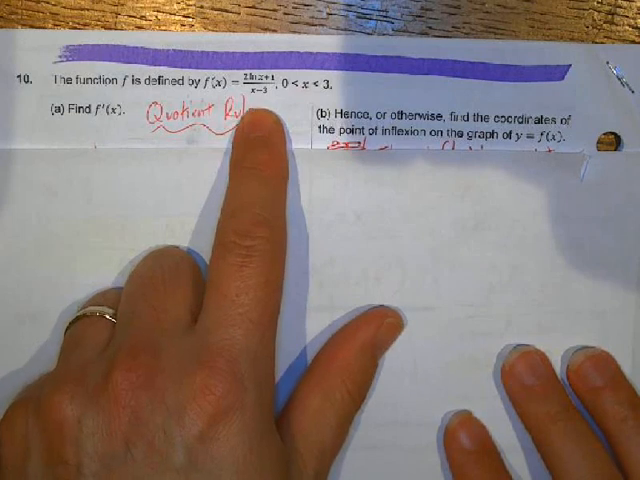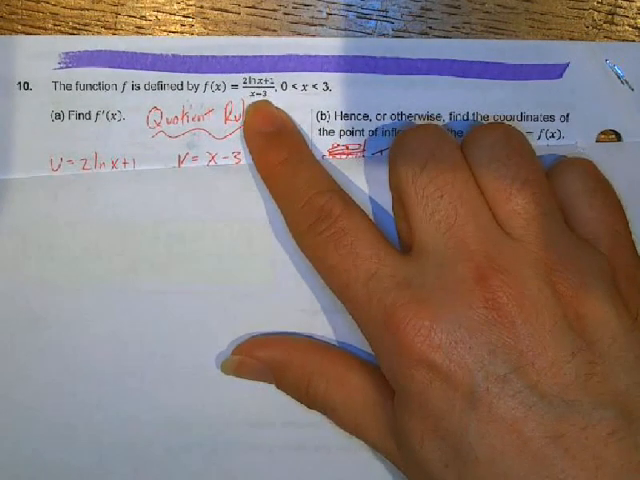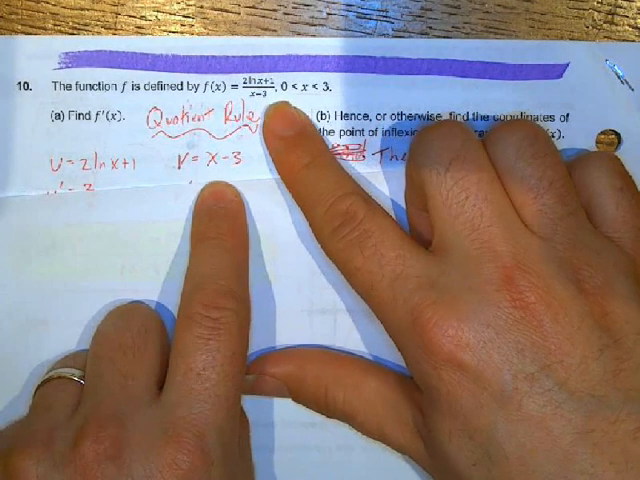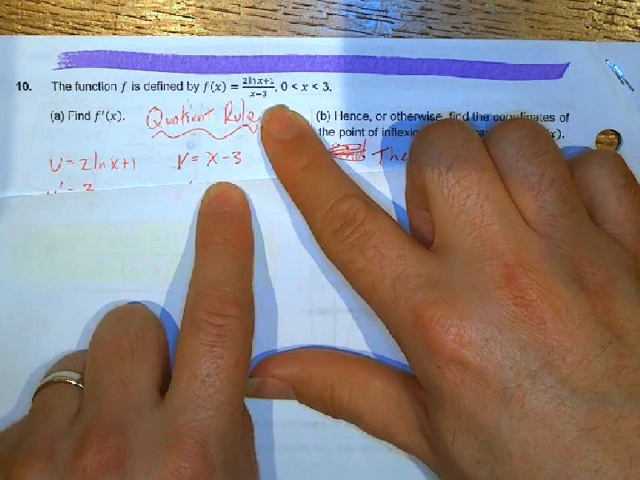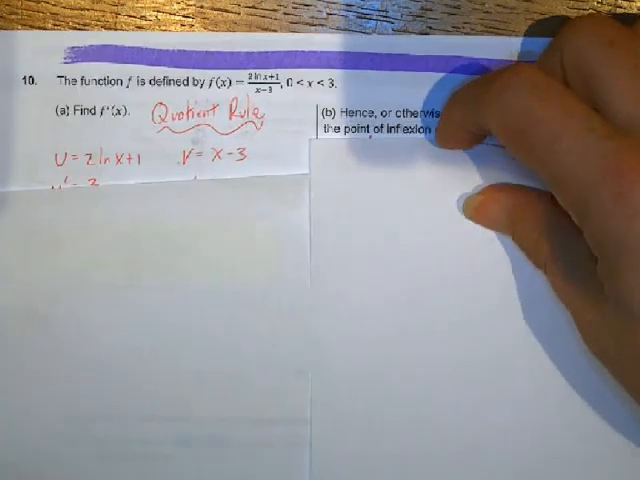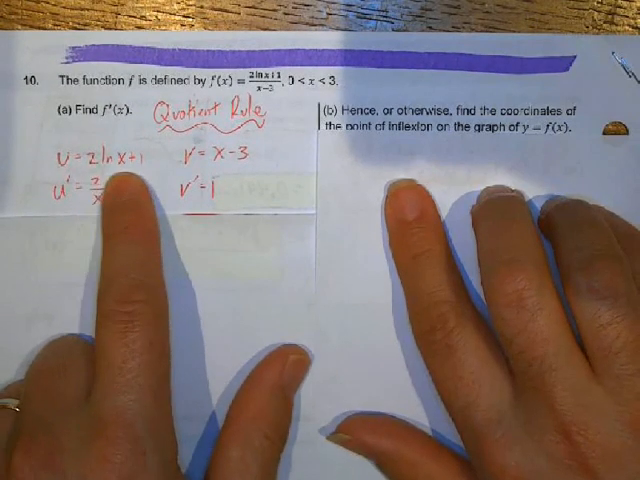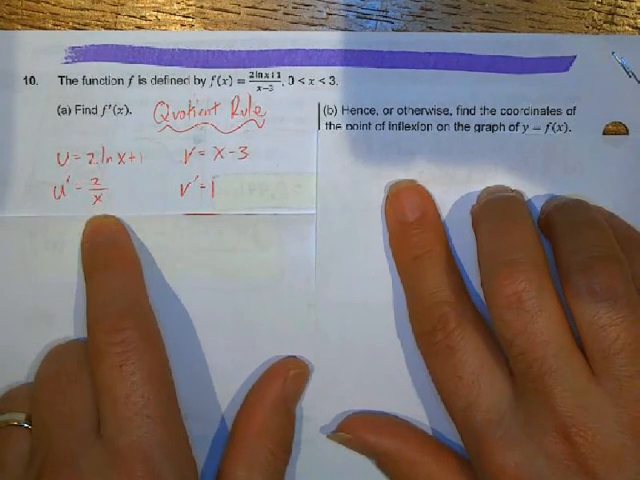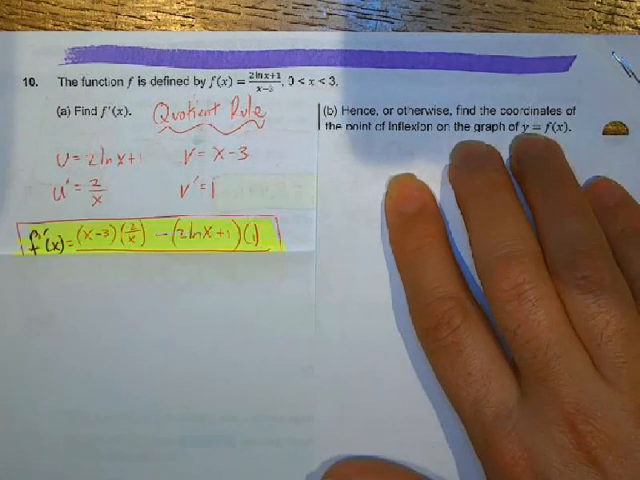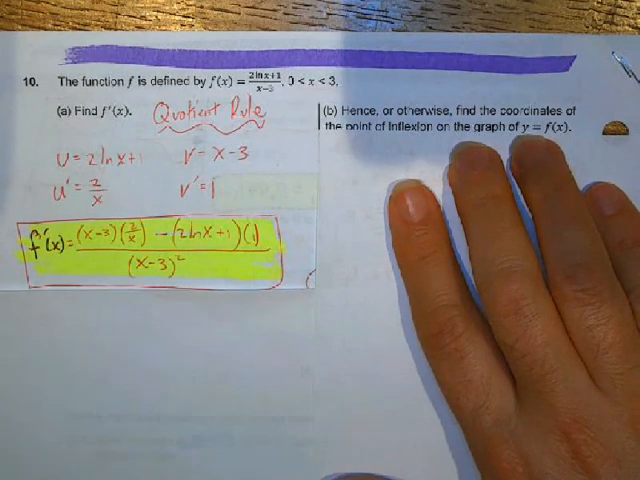We've got to do quotient rule here, right? So I'm going to say u is equal to 2 natural log x plus 1. v is going to be equal to x minus 3. The derivative of 2 natural log x plus 1 is equal to 2 over x. The derivative of x minus 3 is going to be equal to 1. So I use my quotient rule, and then I get this.